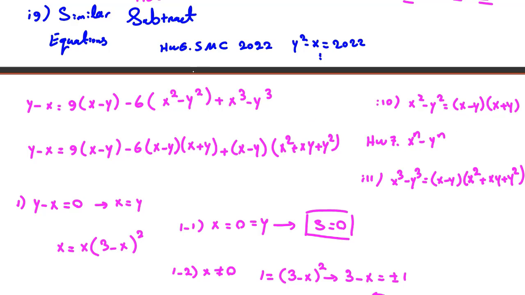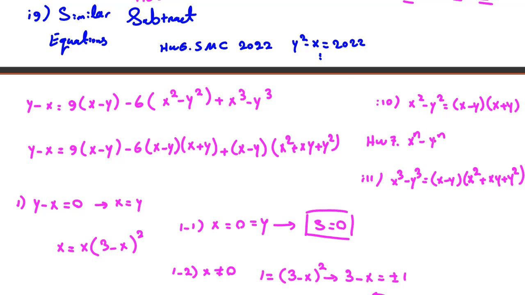Also, there is a homework 7. For homework 6, we have a similar subtracting-equations problem, an SMC problem from UKMT, the UK Senior Mathematical Challenge 2022, before the British Mathematical Olympiad. One problem is this. You can solve it with this idea.